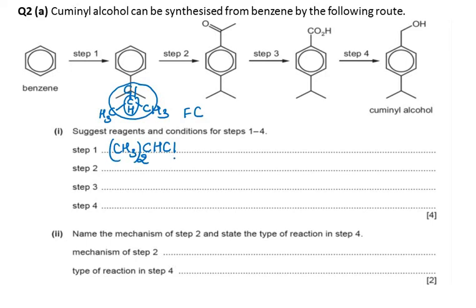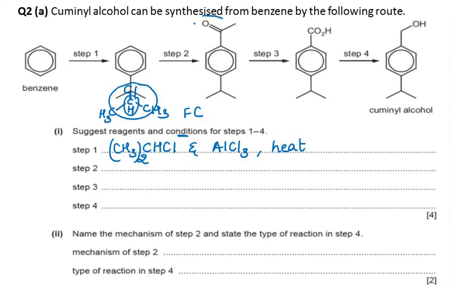So this is my reagent, and they have asked for the conditions also. So we need to write the catalyst also, which can be written as aluminium chloride or even iron chloride will do. And such reactions need heating also. So I'm writing heating as one of the conditions. Now let's go with step 2.